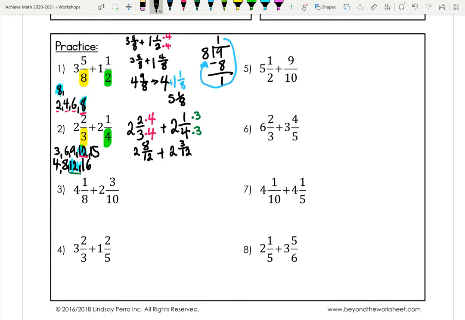Now I'm going to go ahead and add. I'm going to take the whole numbers and add them together. 2 plus 2 is 4. I'm going to add my numerators. 8 and 3 make 11 over 12. And there's no need to simplify.